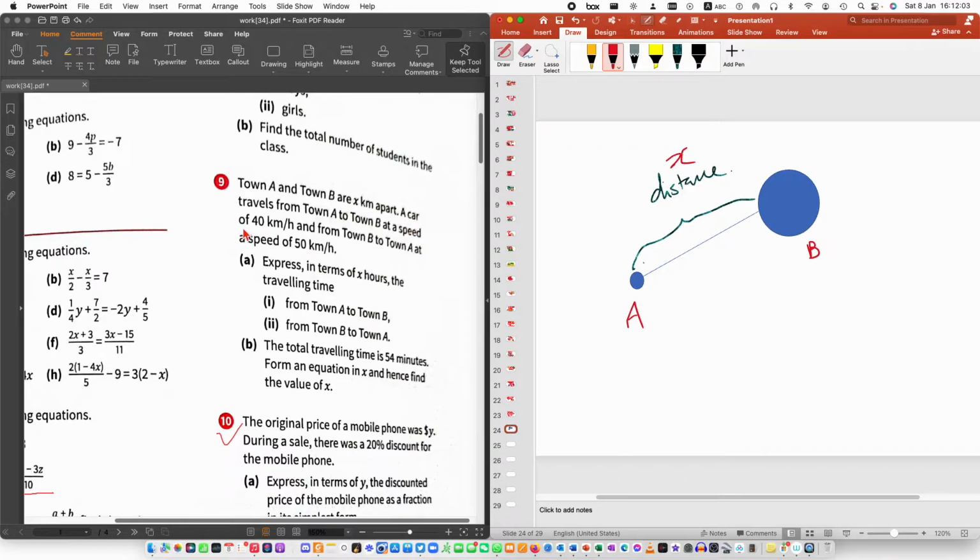Then they say a car travels from town A to town B. So there is a car, at a speed of 40 km per hour. Then what is the time? How do you do this question? What's the formula first? Distance equals speed times time. Then if I ask you time is equal to?